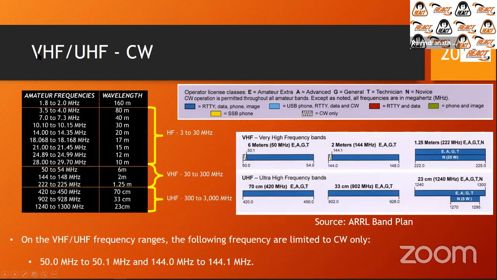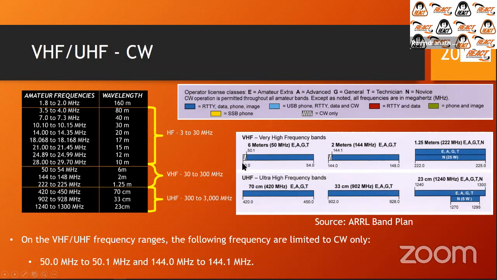Also, you need to learn and know that in the VHF part of the spectrum, right? So these are the frequencies in the VHF part of the spectrum here: 6-meter band, 2-meter band, 1.25-meter band. And the UHF, you have the 70 centimeter, 33 centimeter, and 23 centimeter bands, right? You need to know that on the VHF, UHF frequency ranges, you are limited to CW, or continuous wave. Also, sometimes people say that's Morse code. You are limited to CW only in these pieces of the spectrum.